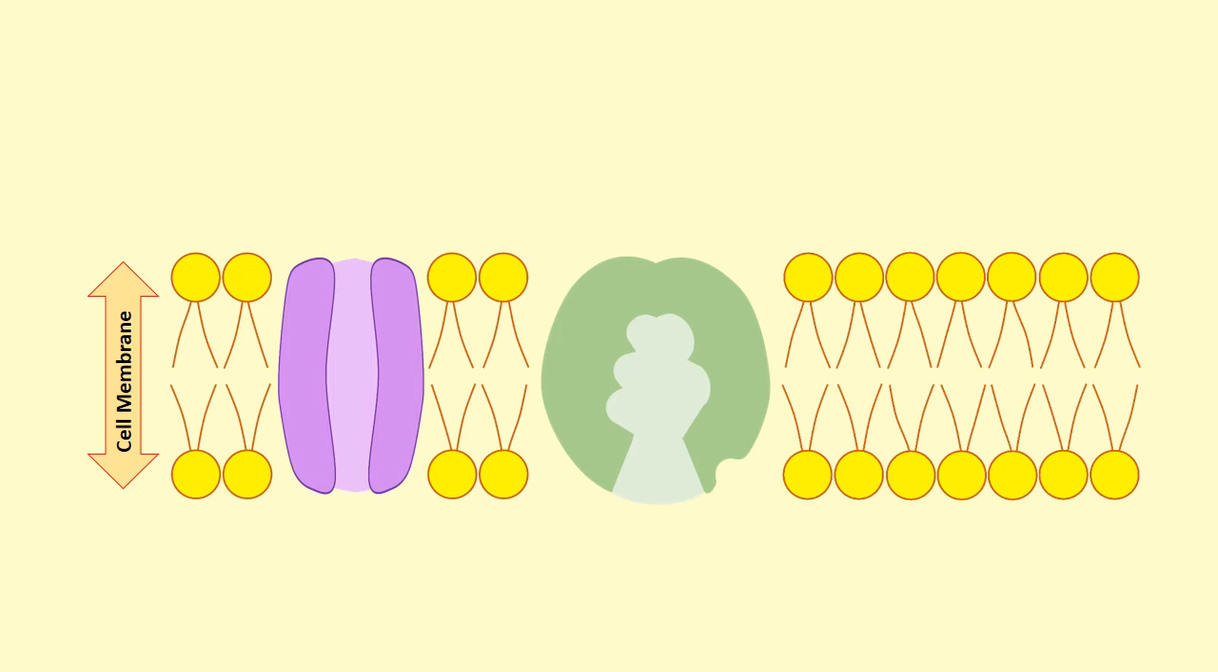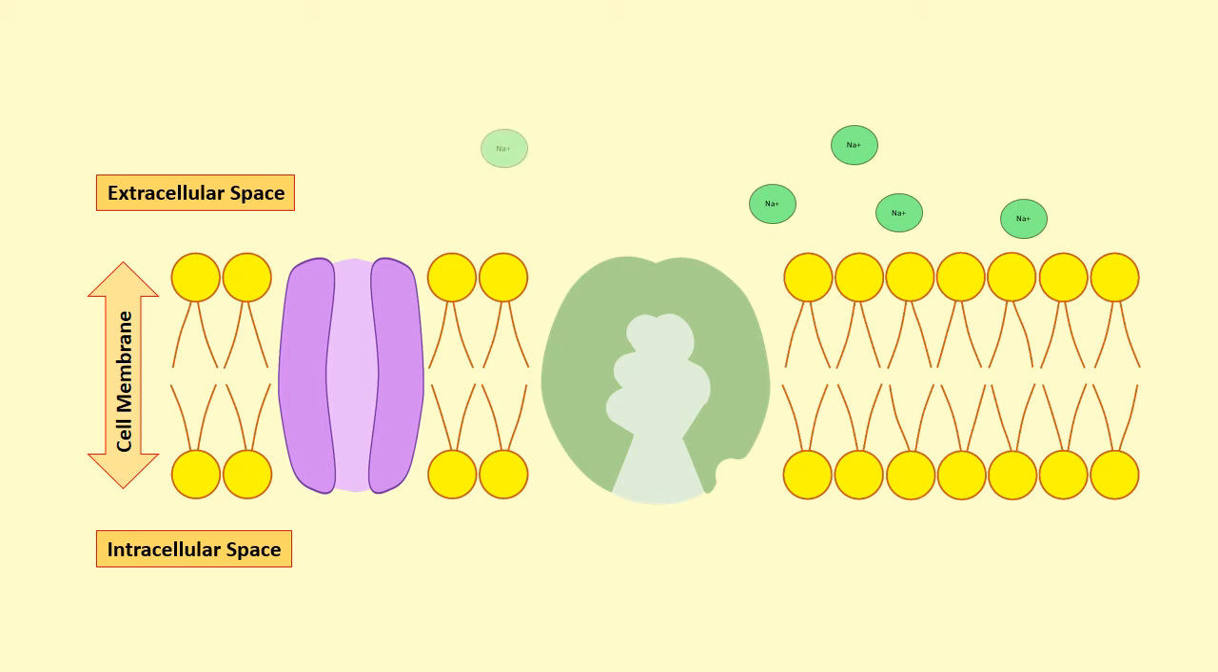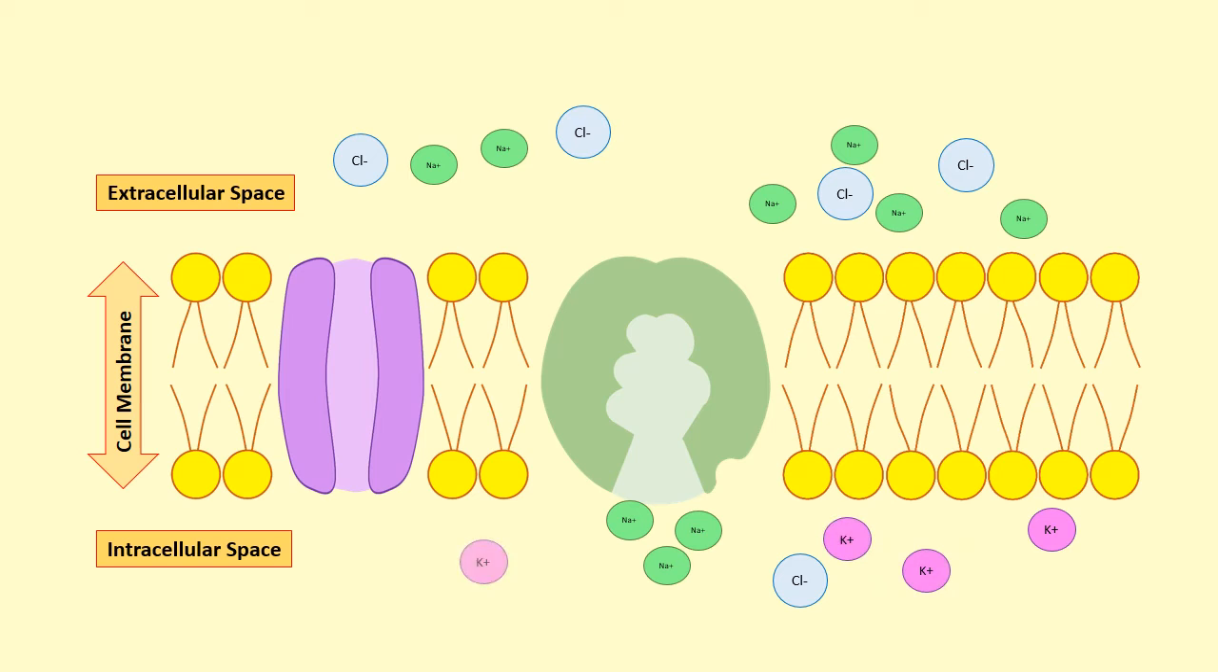The concentrations of different ions inside the cell are different from those outside the cell. In general, most neurons have higher sodium and chloride ion levels outside the cell than inside the cell, while the concentrations of potassium ions and negatively charged proteins in the cell cytoplasm are higher than outside the cell.